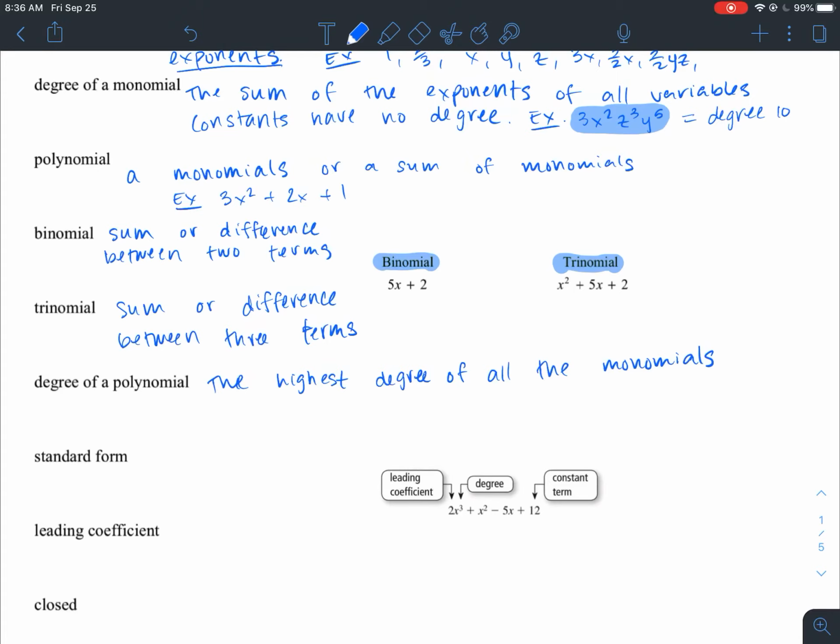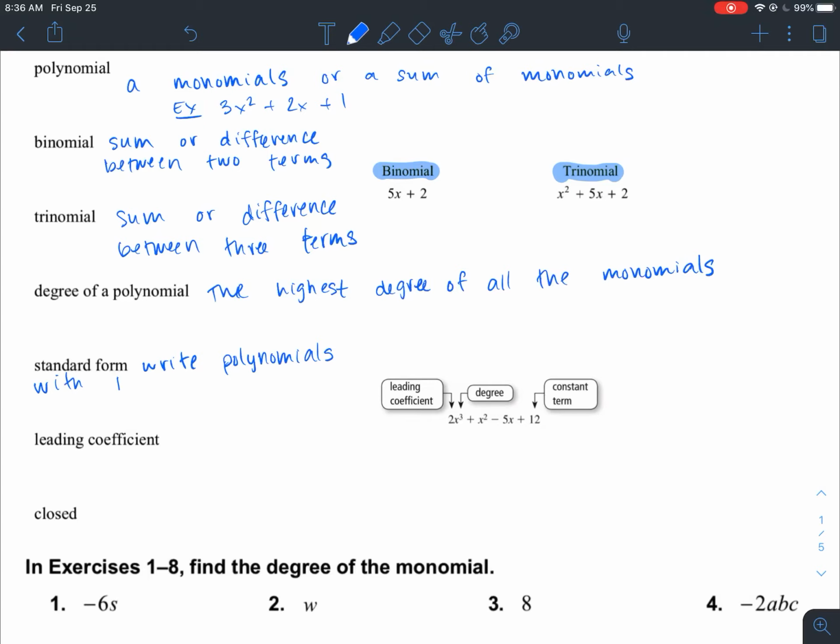And how we write polynomials is, write polynomials with terms descending highest to lowest degree.